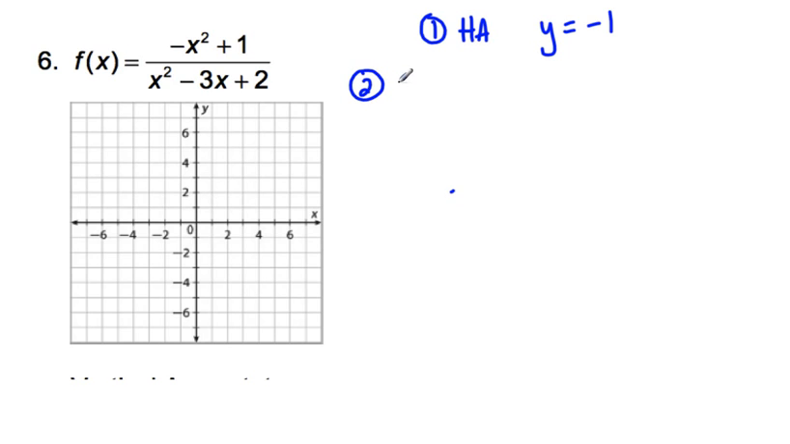Number 2 says to factor. Will the top factor? What do you notice right here? Let's pull that negative out. If I pull a negative out, I get negative and then x squared minus 1. Does that make sense? Questions? Now let's try to factor the bottom. What do you have on the bottom?